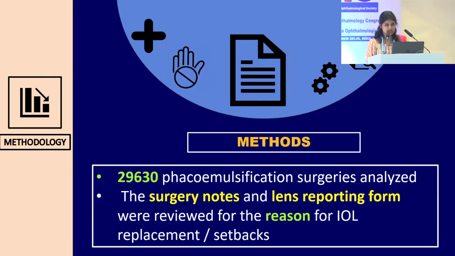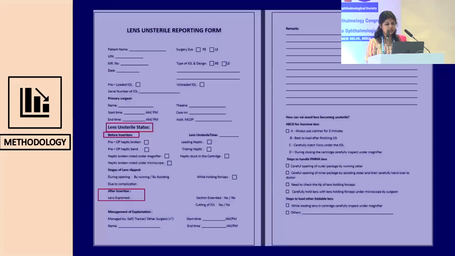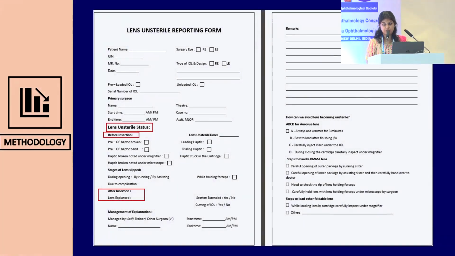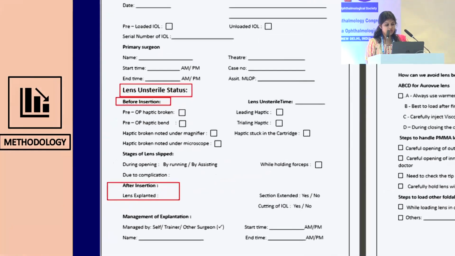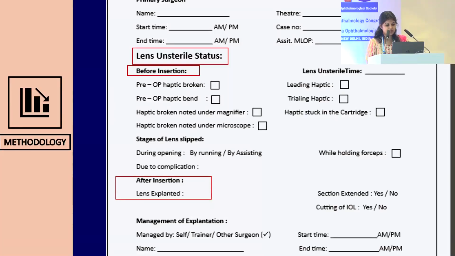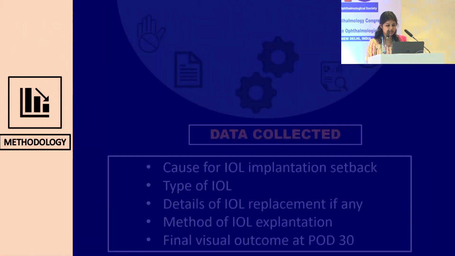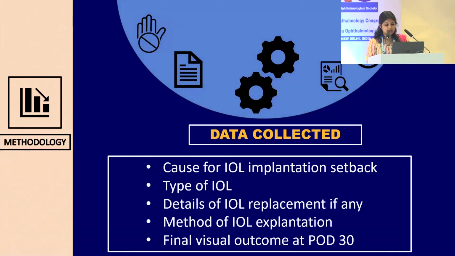29,630 phaco surgeries were analyzed using the surgery notes and the lens reporting form for the various reasons of the IOL implantation setbacks. This is an example of the lens reporting form that we use at our hospital. From this, we can know the exact step and the exact cause for the IOL implantation setback and the technique of explantation. We collected data regarding the cause for the IOL implantation setback, the type of the IOL, details of IOL replacement if any, method of IOL explantation, and the final visual outcome on post-operative day 30.